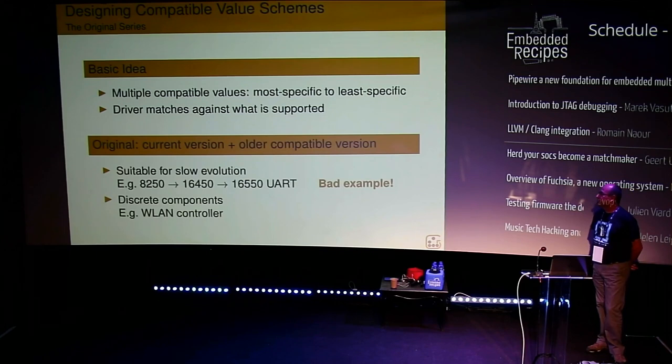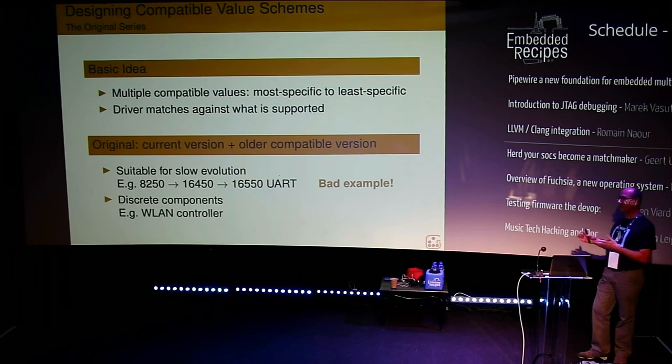Originally, this was devised to be the current version of the IP core you have plus some older compatible version. So if you have a driver for an already existing IP core and then the SoC vendor enhances this IP core to add some additional features, it may still be compatible from a programming point of view, that you can still use it perfectly using the old driver. But of course, you cannot make use of the new features that have recently been added. So then the compatible value will specify the name of the current version and, as a fallback, the older version.